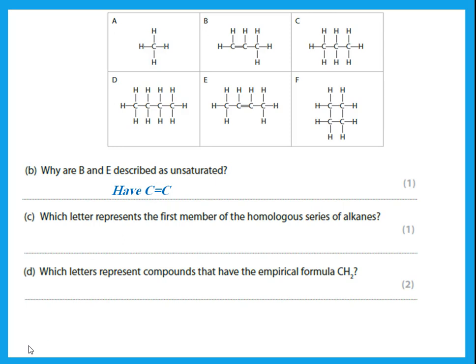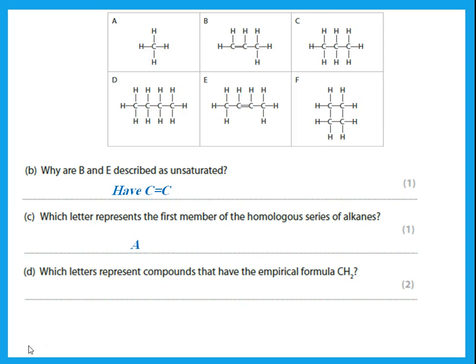Which letter represents the first member of the homologous series of alkanes? Remember that the first one of alkanes is the one that has 1 carbon. So which alkane here has 1 carbon? So that is, of course, A. That's the one we call methane.